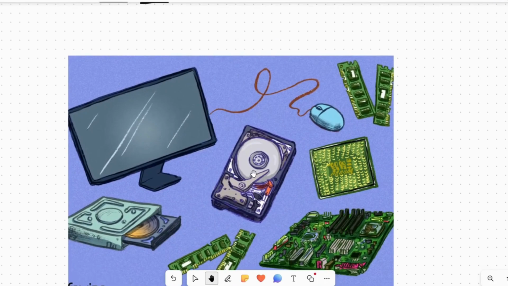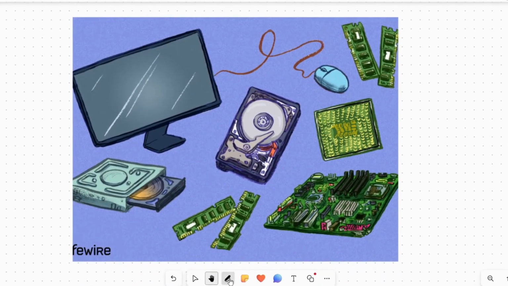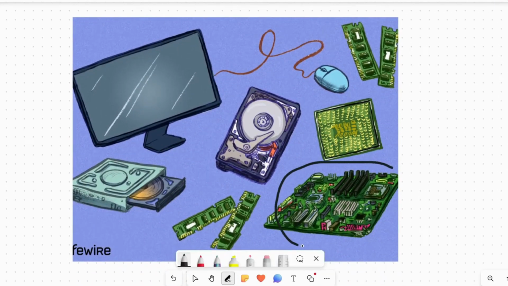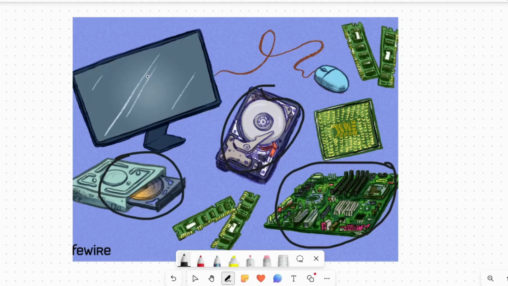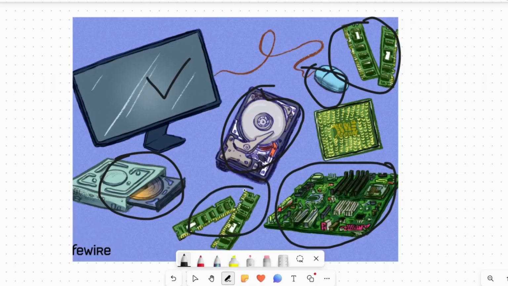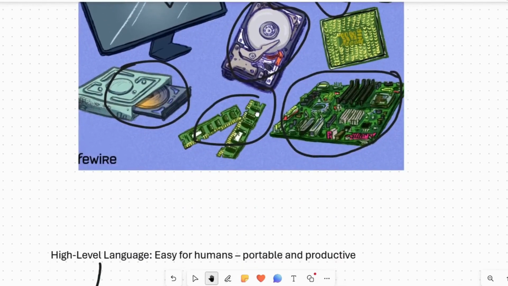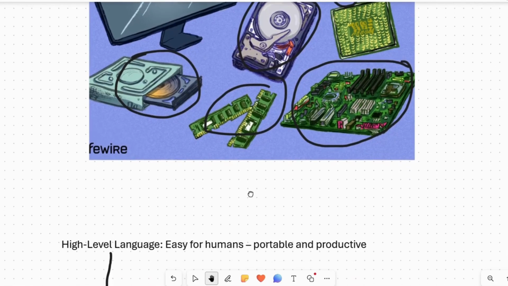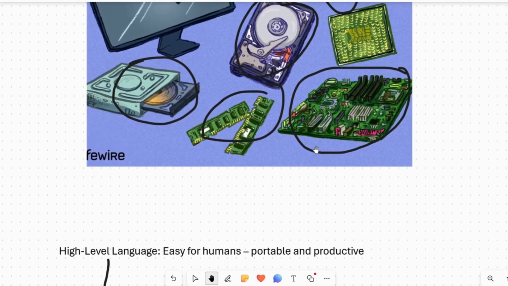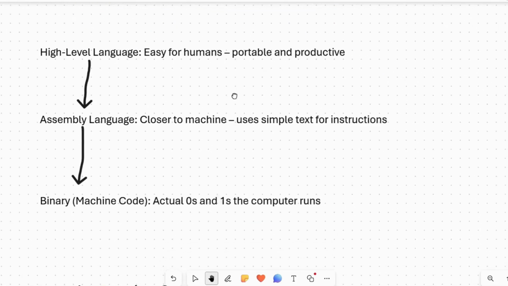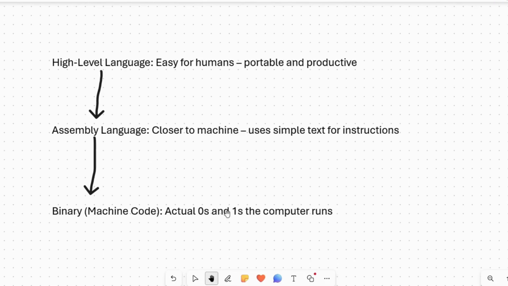Let's see an image of hardware. These are the hardware. This is our motherboard. This is the hard disk, DVD drive. This is the monitor. This is our RAM, mouse. This is also RAM. So these are all hardware devices which are installed on our motherboard, and then we can run our computers.